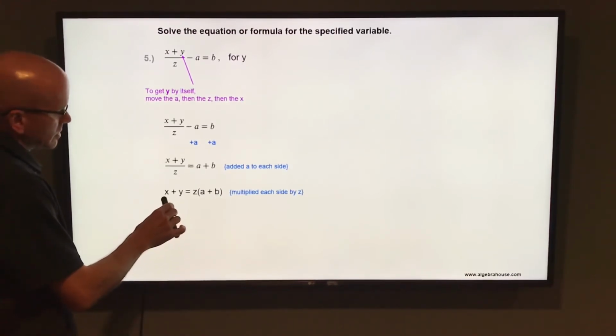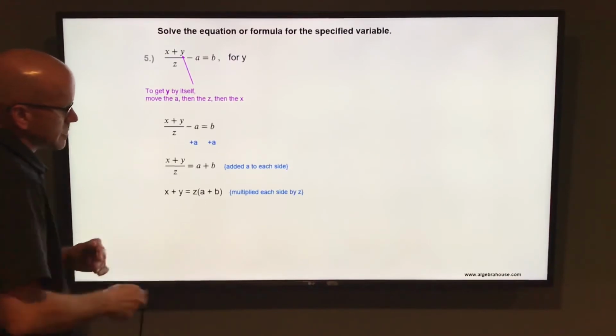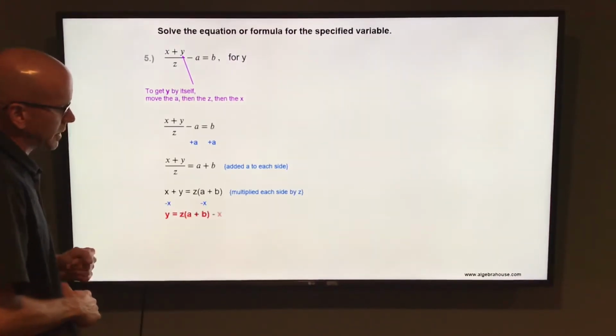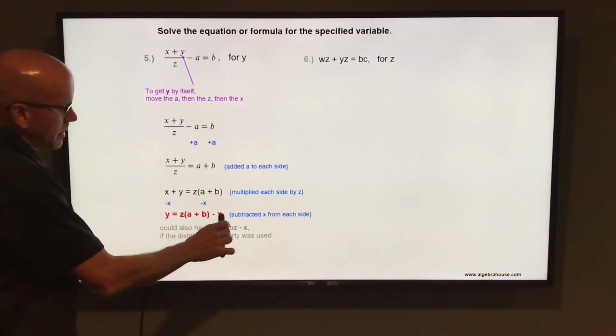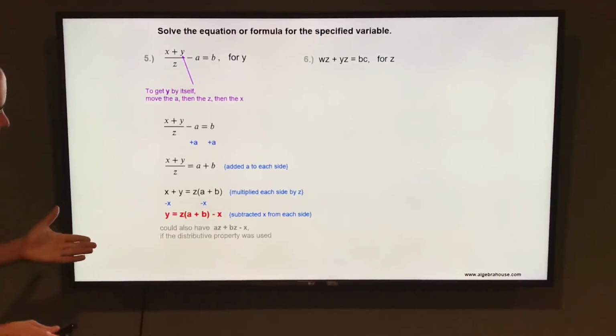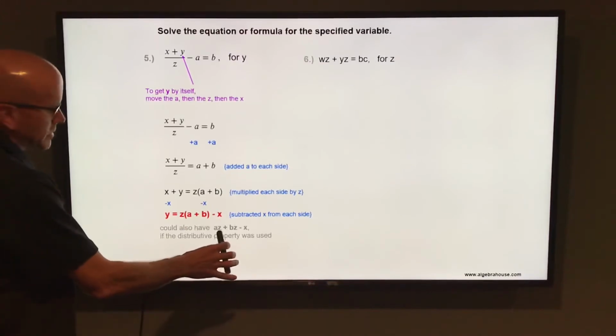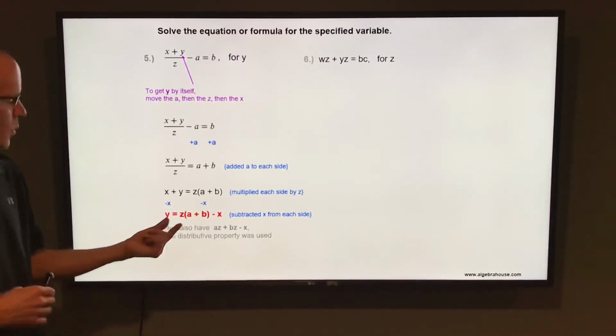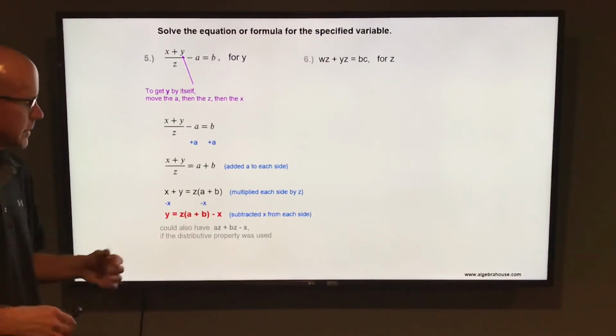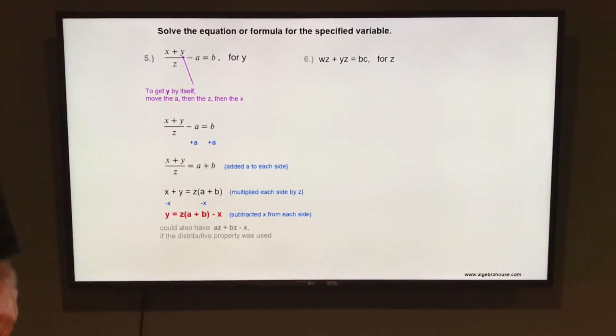Finally, just need to move the x. To move the x to the other side, subtract x from each side. We'd have y equals z times the quantity a plus b, minus x. Now, if you did happen to use the distributive property there, you would have az plus bz minus x. It doesn't matter whether you use the distributive property or not, the answers are still the same.